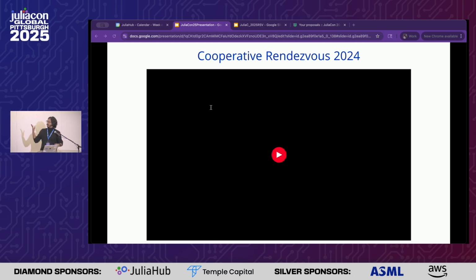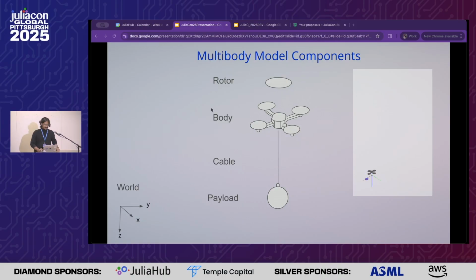So building upon a theme of cooperation, the heart of the demonstration today is being able to define multi-body models.